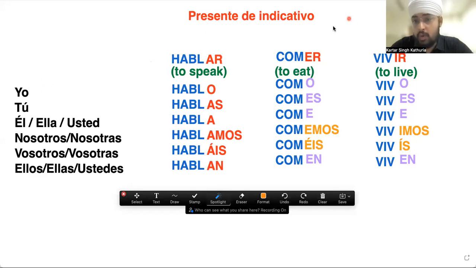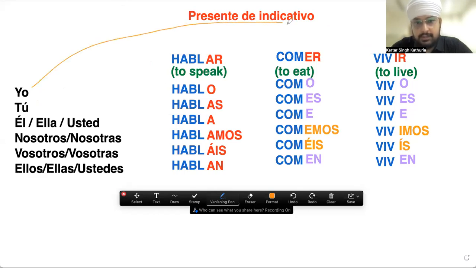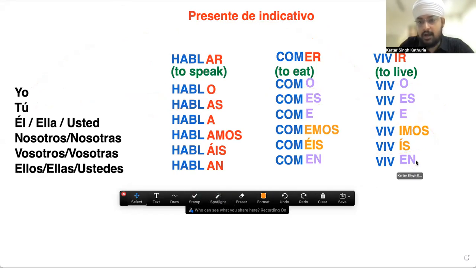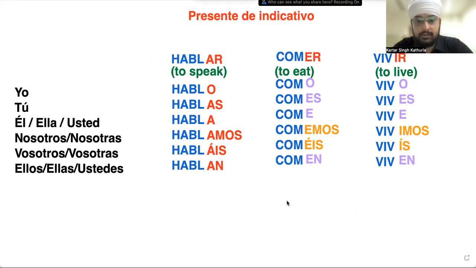So we cannot say yo comer, yo hablar, yo vivir. We always need to correspond to the exact conjugation of the verb. For example, for yo, it will always be vivo. For tú, it will always be vives. Él, ella, usted vive. Nosotros vivimos. Vosotros vivís. Ellos viven. This is how we conjugate verbs in present tense. Of course, we have irregular verbs that we will talk about in some other video.